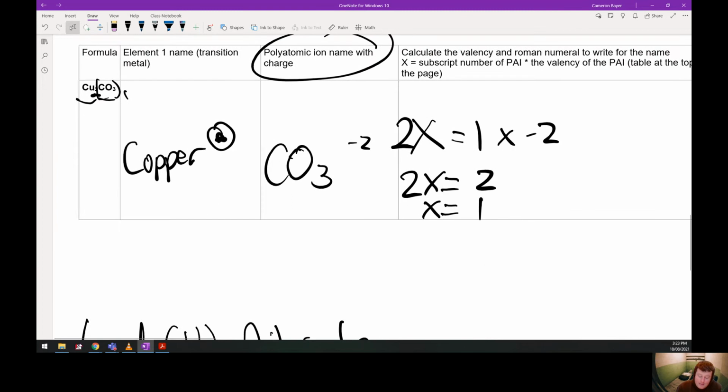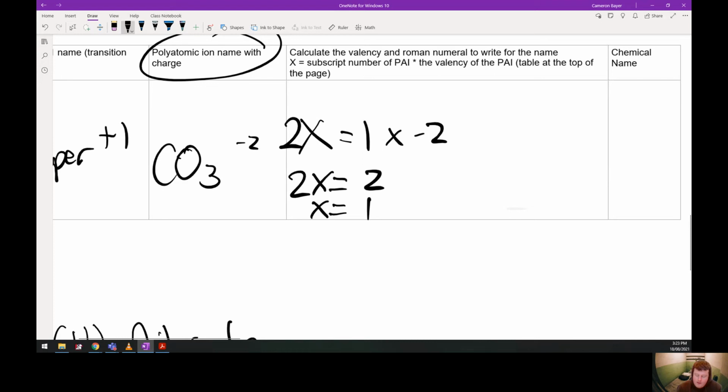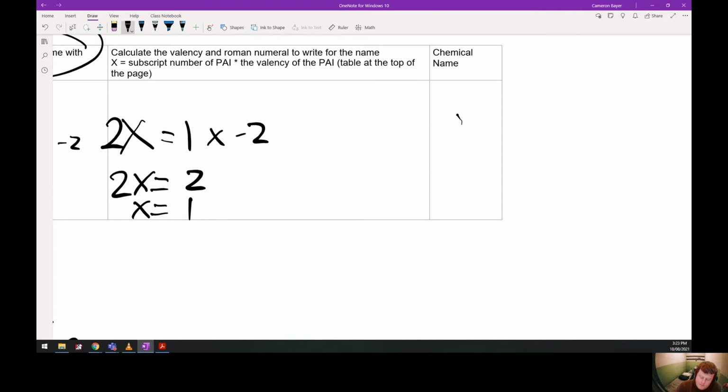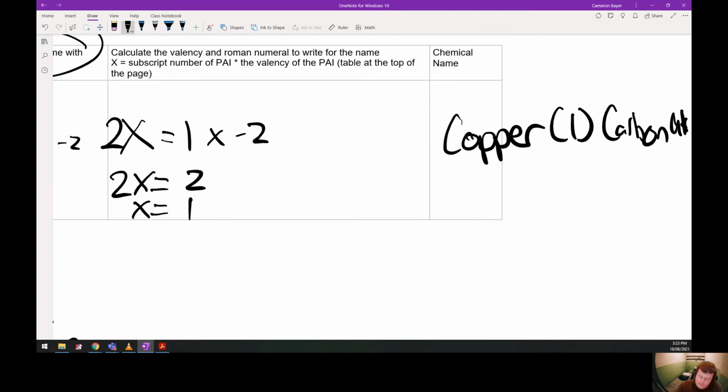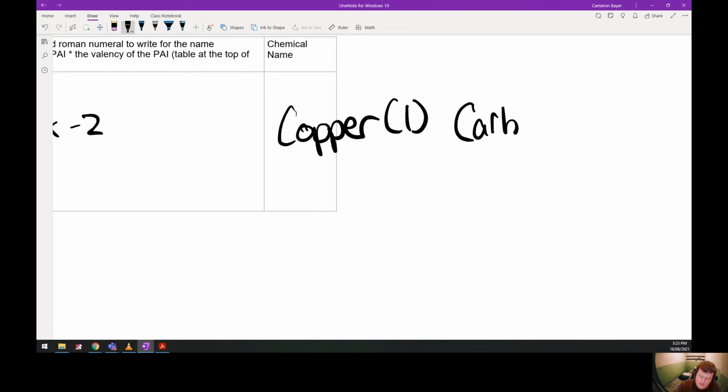So when we're writing the name, I can now say that this copper here has a 1 plus charge. So that means I'm going to write copper 1 carbonate. All right. So when I'm doing this, I'm going to go copper 1 carbonate. I'm just going to write it below it so there's no room. So copper 1 carbonate. All right. And I've been able to calculate that.